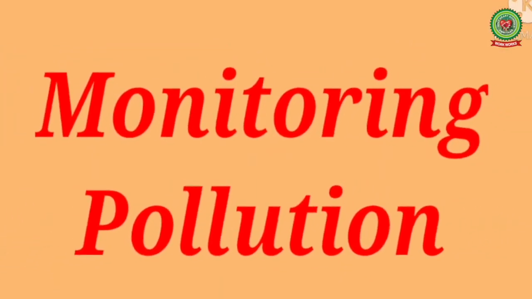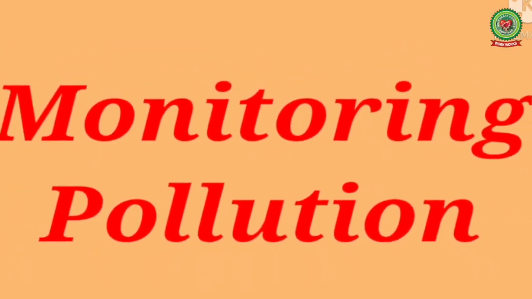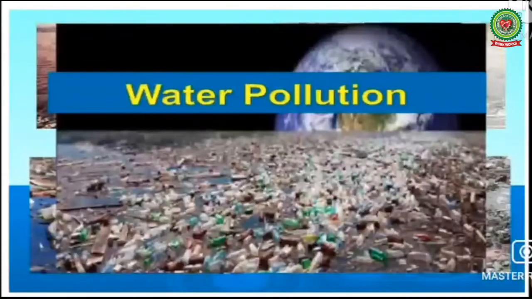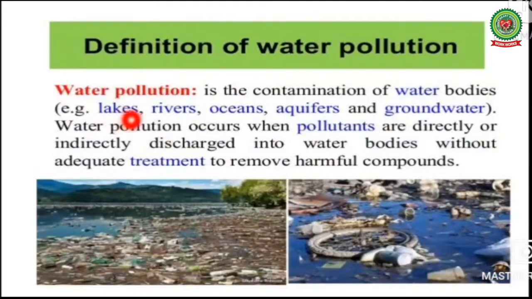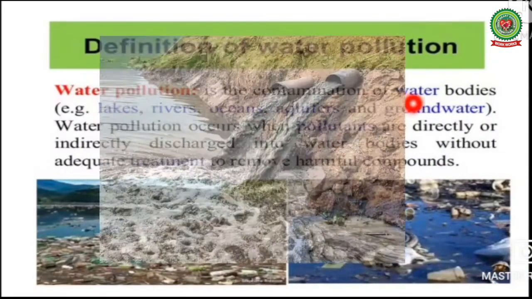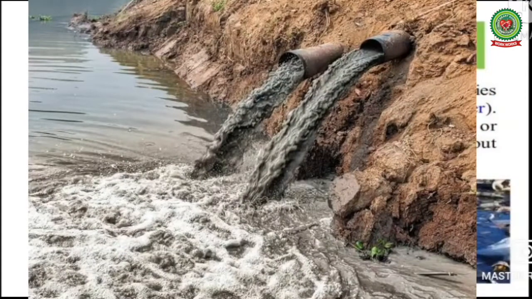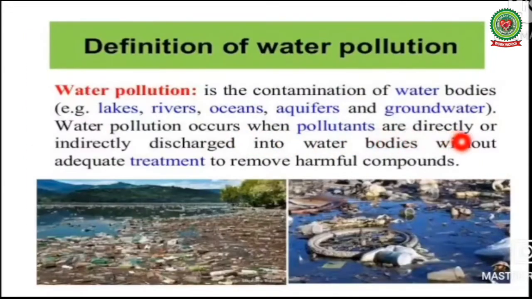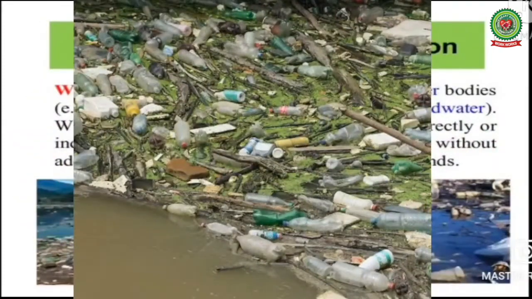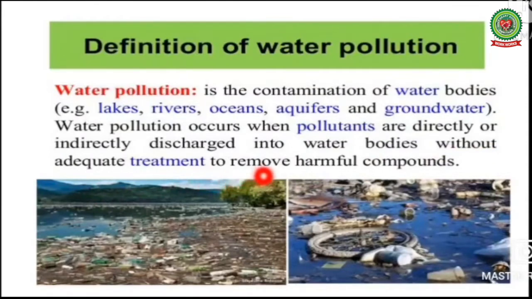Hello students, let's continue with the discussion of our chapter Monitoring Pollution. The specific objective of today's topic is water pollution. Students, water pollution is defined as the contamination of water bodies. Water pollution occurs when pollutants are directly or indirectly discharged into water bodies without adequate treatment to remove harmful compounds.